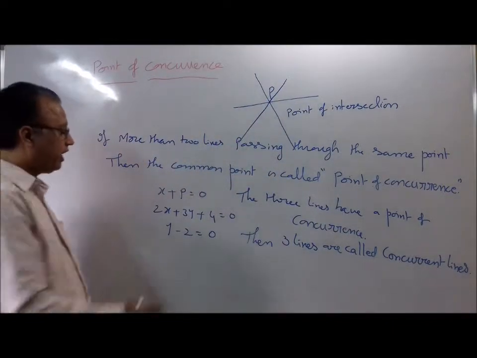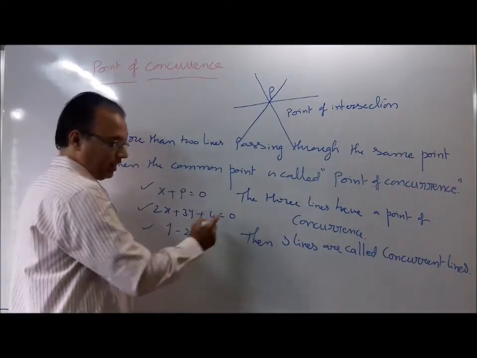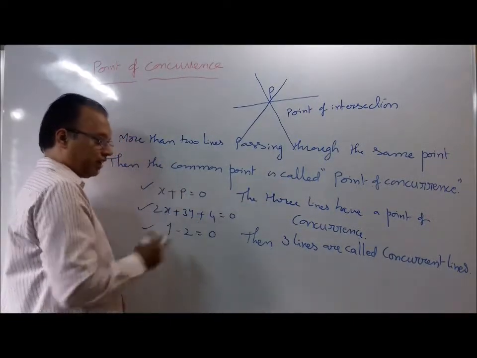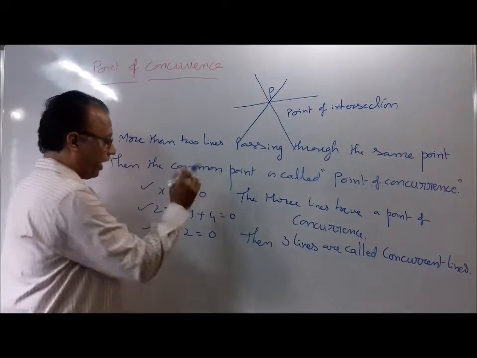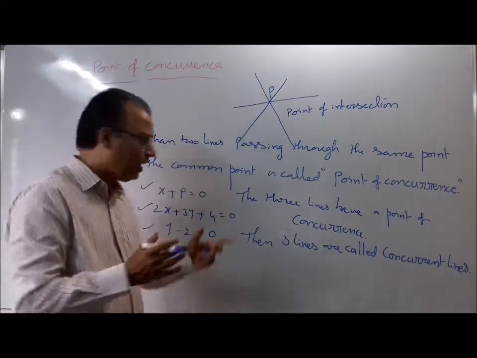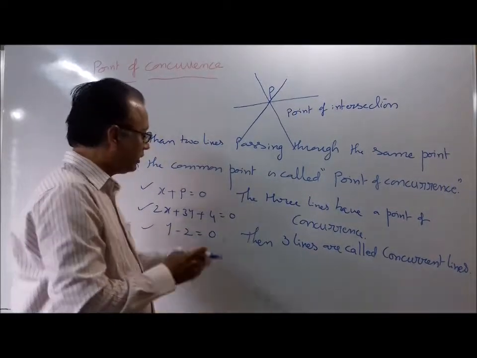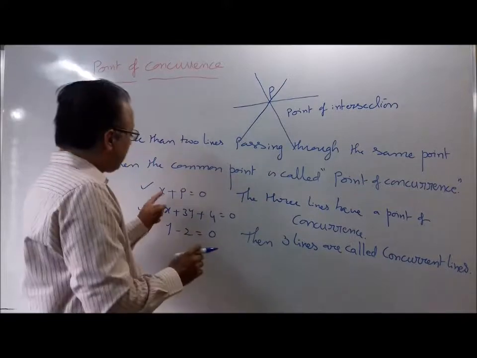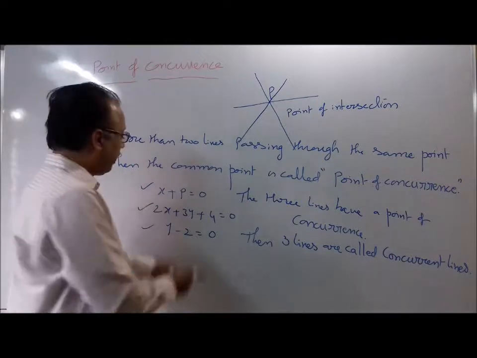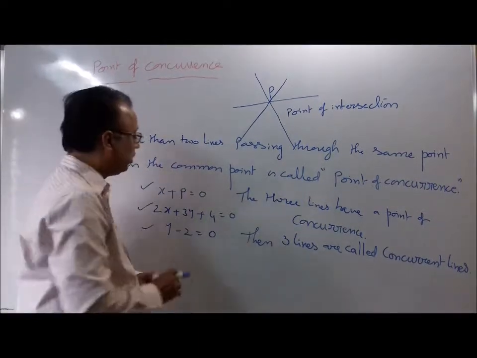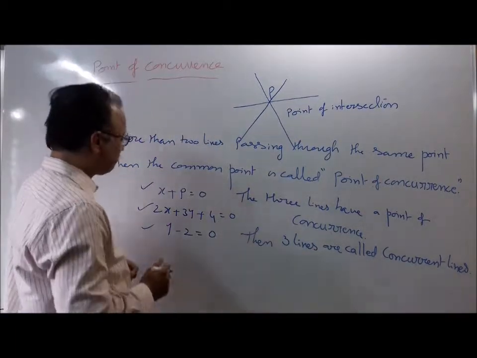See here, he has given you these three lines and they are concurrent lines. Now he is asking you to find the p-value. So how to find the p-value? You take any two lines and find the point of intersection. Then the third line also will pass through that point, so that should be satisfied in the third line. So naturally the p-value can be obtained. Let us see in this case.